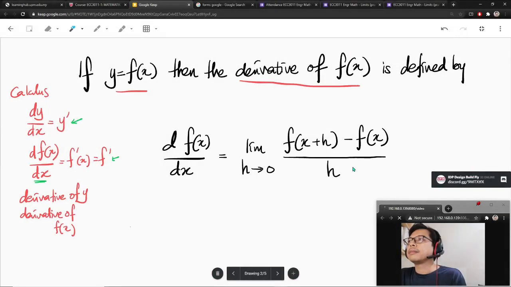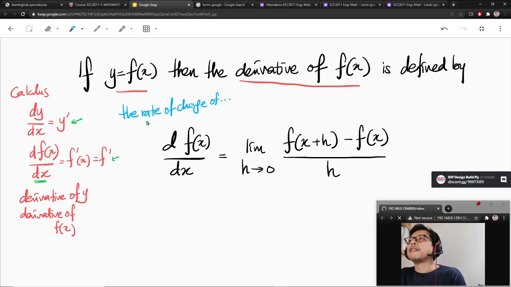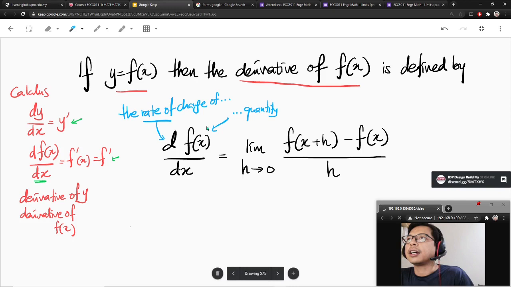Sometimes people have a hard time understanding when they just look at the equations and they don't know what it is. So this is the way to read it. This d here, first you can say the rate of change of, I'm talking about this here, the rate of change of this quantity y, or f of x, this one right here, with respect to x.